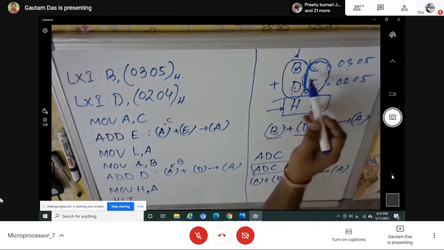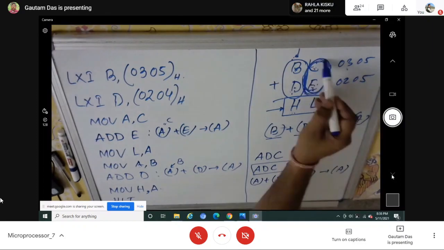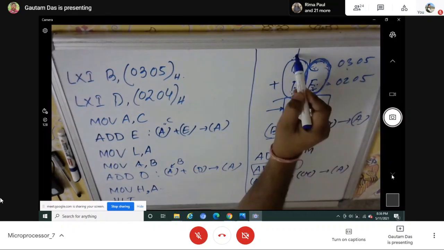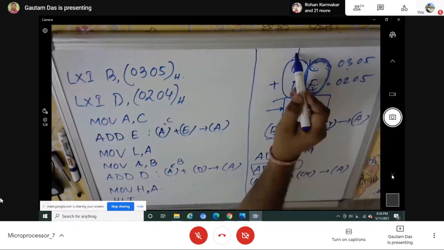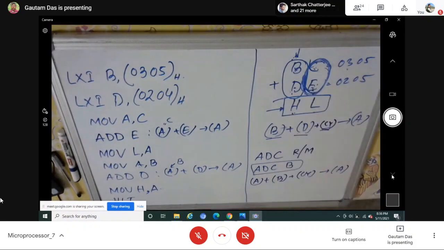What information is stored in the carry flag for this particular example? During the addition of the lower order 8-bit, if any carry is generated, that carry is stored in the carry flag. And to get a proper result, this carry flag information must be added during the addition of the higher order 8-bit. So what instruction is available to add 8-bit data with the carry flag? The instruction is ADC. It will add the content of an 8-bit register with the carry flag.